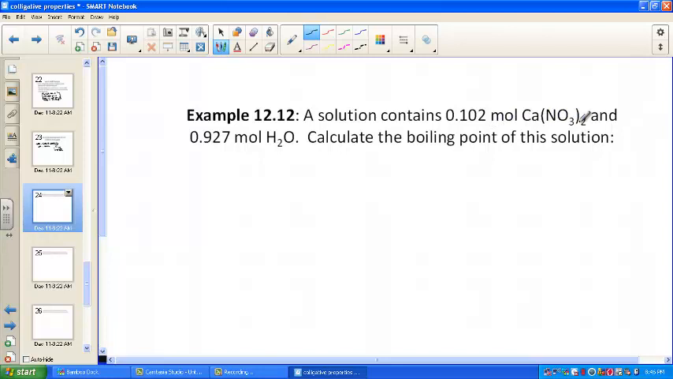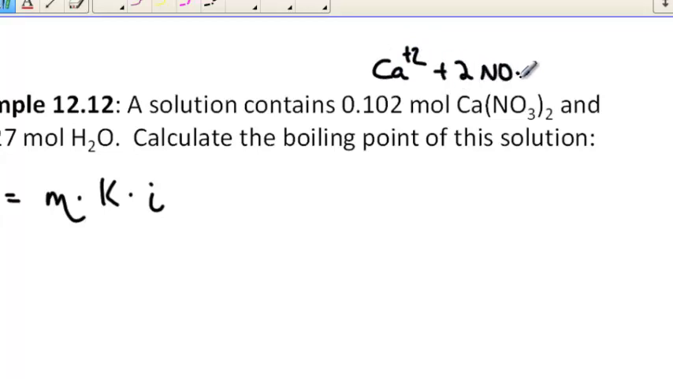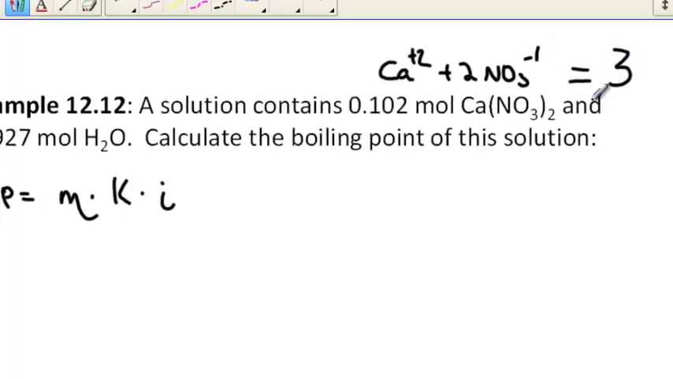What if I had 0.102 moles of calcium nitrate in 0.927 moles of water? Calculate the boiling point of our solution. The boiling point. So we have the change in boiling point equal to the molality of our solution times the K, the boiling point constant for water, times the Van Hoff factor I. Calcium nitrate dissociates. Out comes a calcium and 2 polyatomic ions of nitrate. The Van Hoff factor gives me a total of 3 particles.